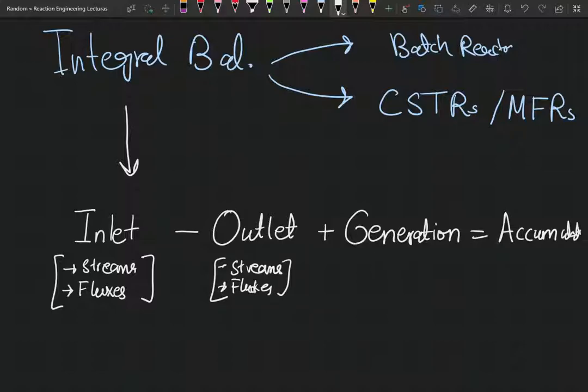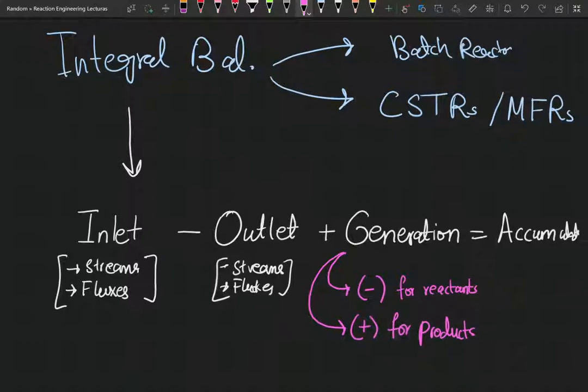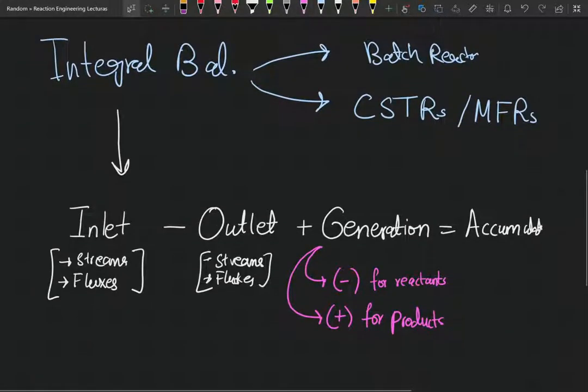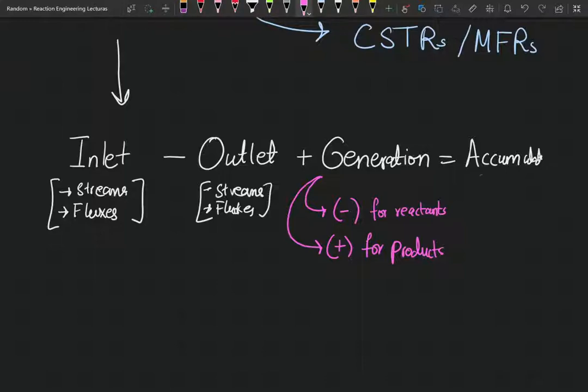And generation, I want to point out that generation is obviously going to be negative for reactants, and I'm gonna leave you, since you guys love chemistry so much, at least most of you do, to intuitively figure this out. And plus for products, and I hope that makes intuitive sense. It's a very fundamental concept. Reactants are consumed and products are generated. Okay. And yeah, of course we have the accumulation term.